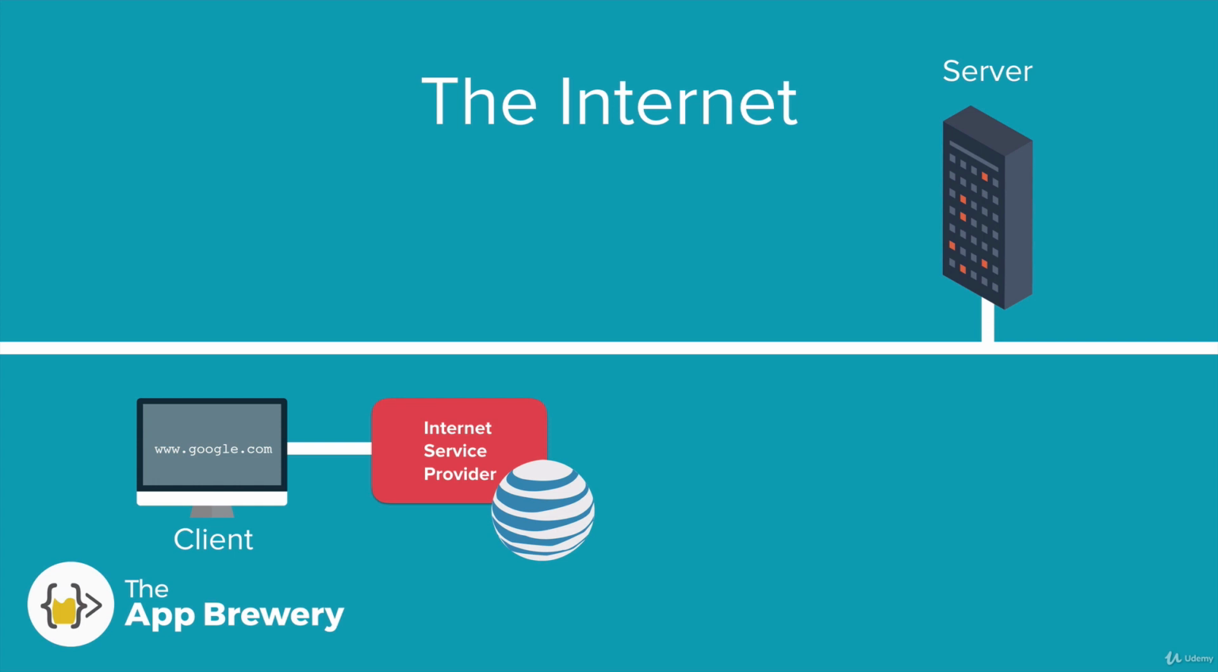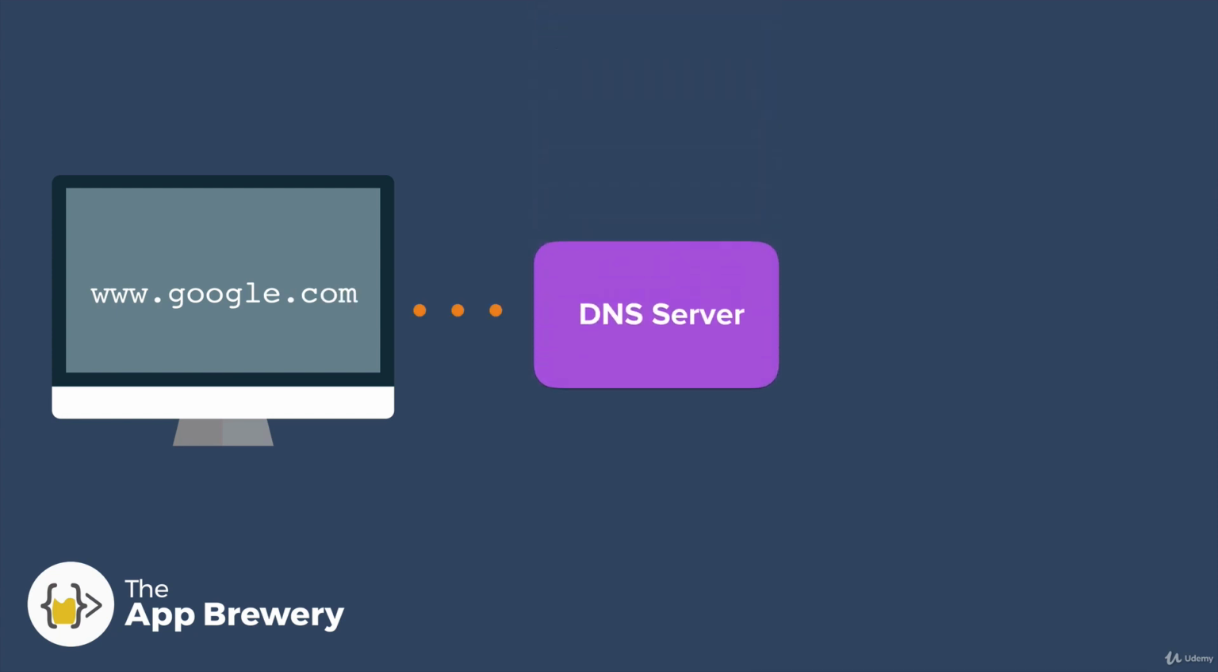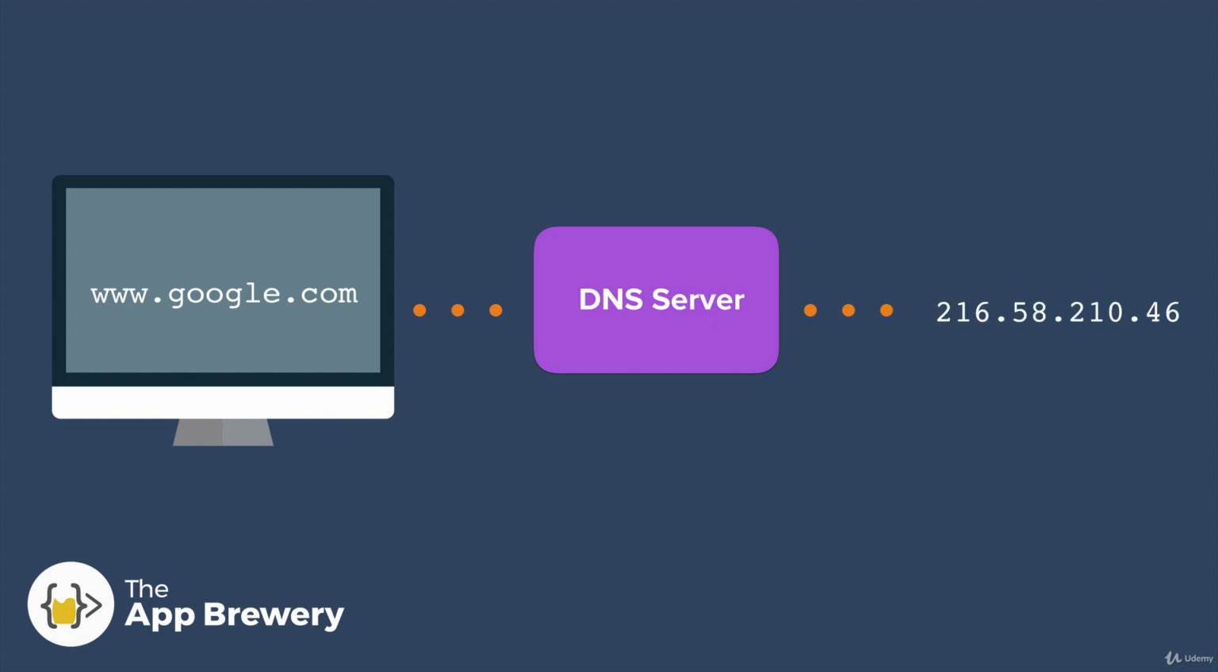Now, the message that you're sending the ISP is, I want to see google.com. And the ISP will then relay that message to something called a DNS server, a domain name system server. And a DNS server is essentially just a souped up phone book. And what happens when you make that request through your browser is the DNS server will look up in its database the exact IP address of that website that you're trying to access.